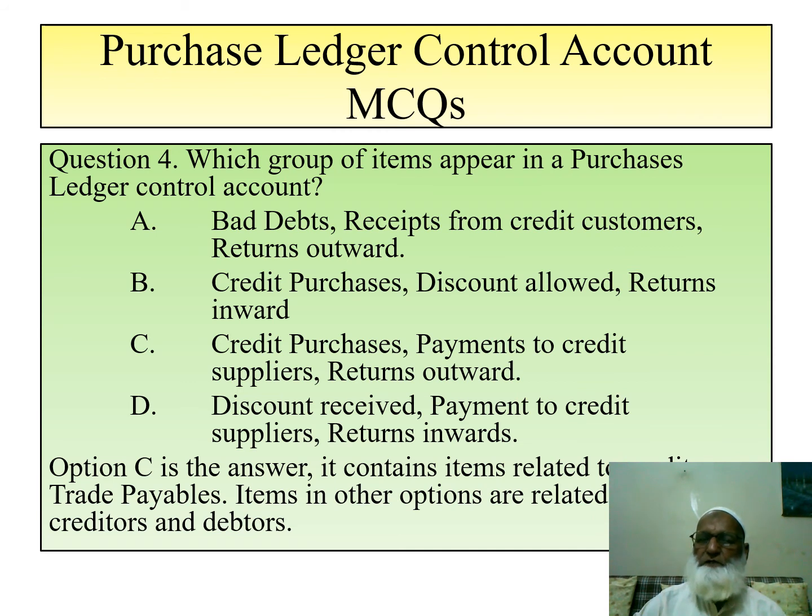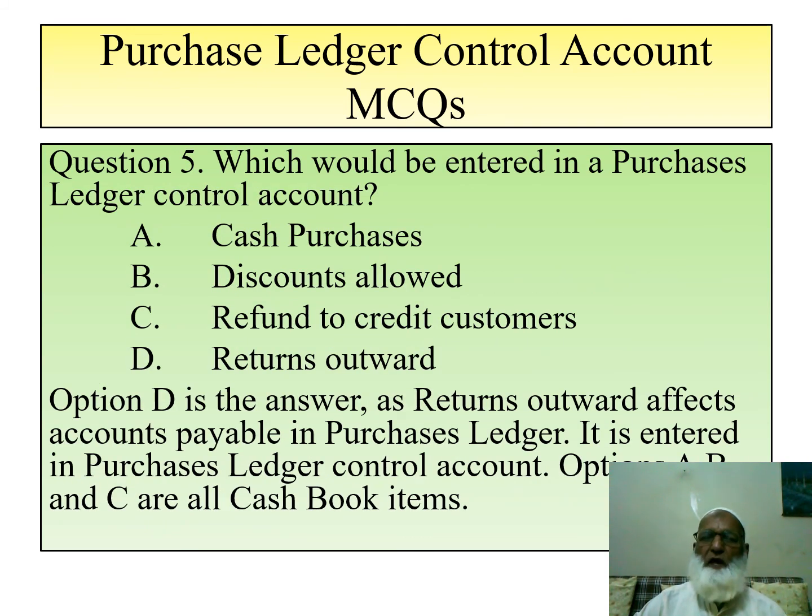Items in other options are mixed items. A, B and D have mixed items. One of them is related to sales ledger control account and the others are related to purchases. So it has a mixed group of items, but only option C has only the purchases ledger control account items. So we go to the next question.